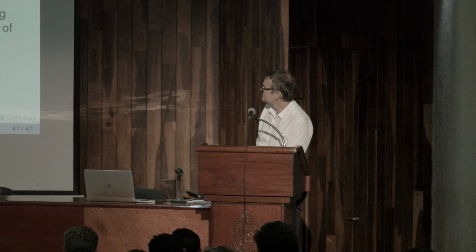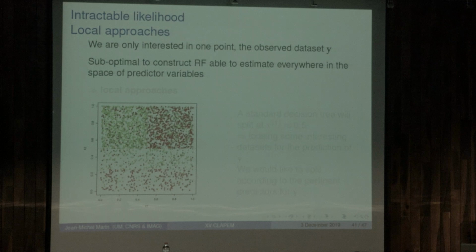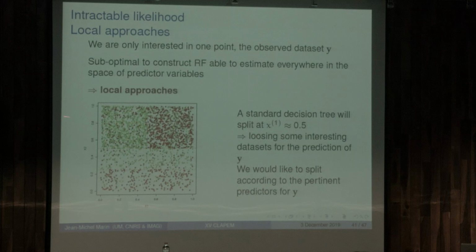And we would like to predict this guy. There is a star here, okay? The point is here. If you do that, the first split, because the density of points is greater in this region compared to this one, the first split will occur here, okay? To separate these two parts. And this split is not good to predict a point here.